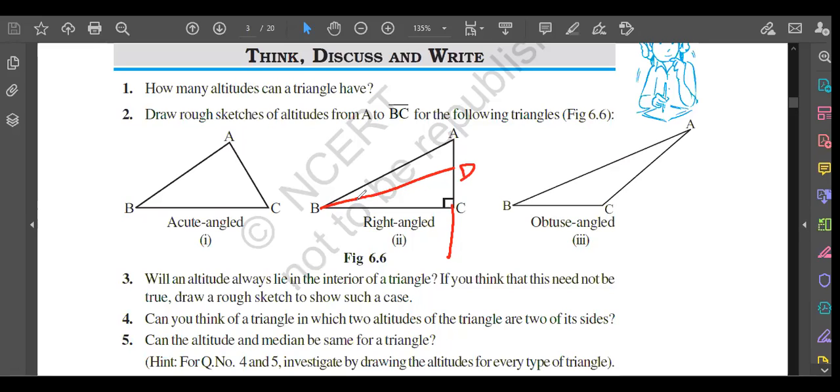Just think about this now. We know that from a point to a line, there's only one line which is perpendicular to the other line. Yes or no? Got it? That's why if BC is already perpendicular, it is already said it is 90 degree, right? So obviously BD is not your altitude, it is your median, because I'm saying that AD is equal to DC. Okay?